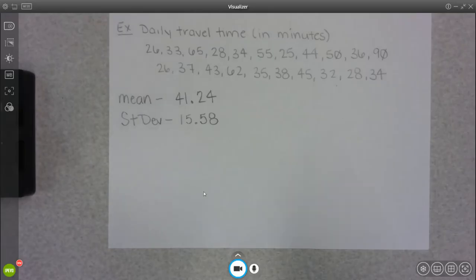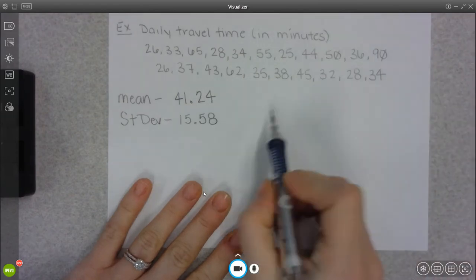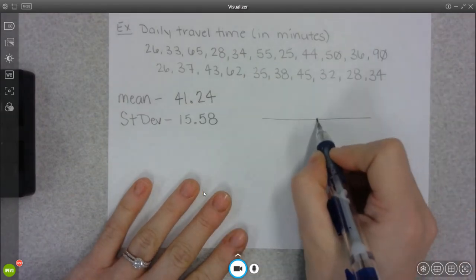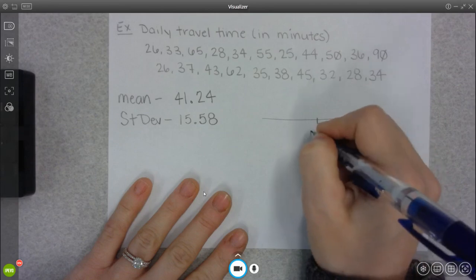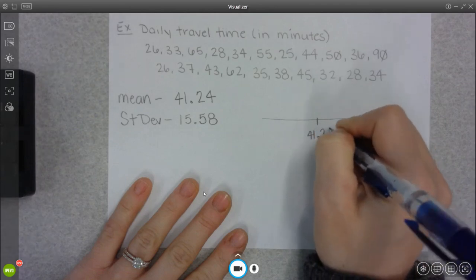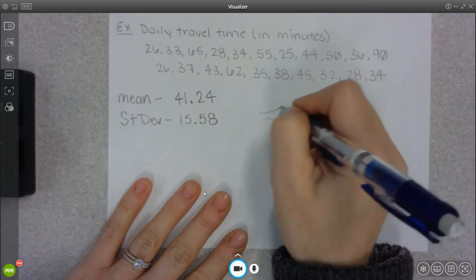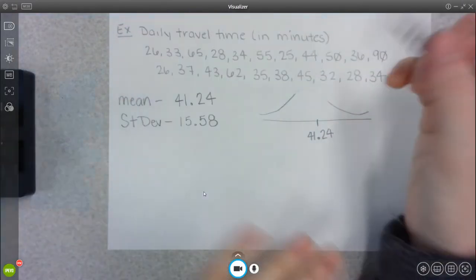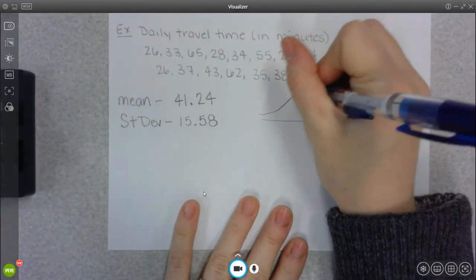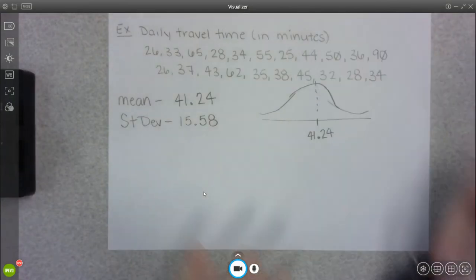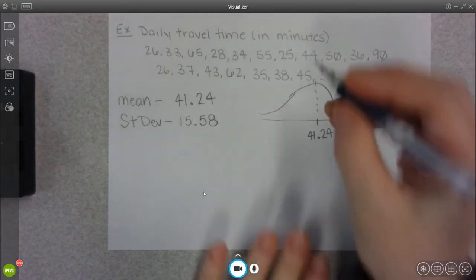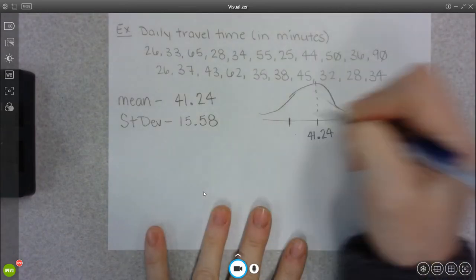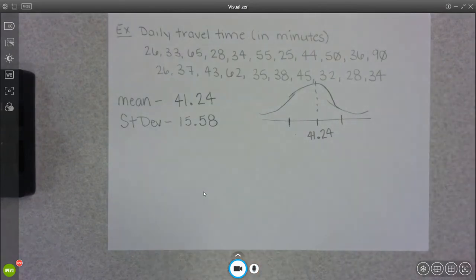So just coming back over to here really quick. So if this is my mean of 41.24, and here's my little curve. Let's pretend that the peak is actually in the middle. Close enough. So here's the middle, right? The biggest chunk of my data is 1 standard deviation above or 1 standard deviation below.